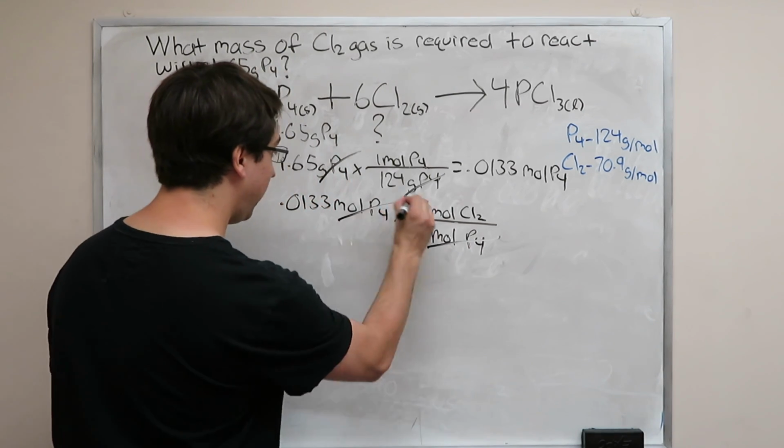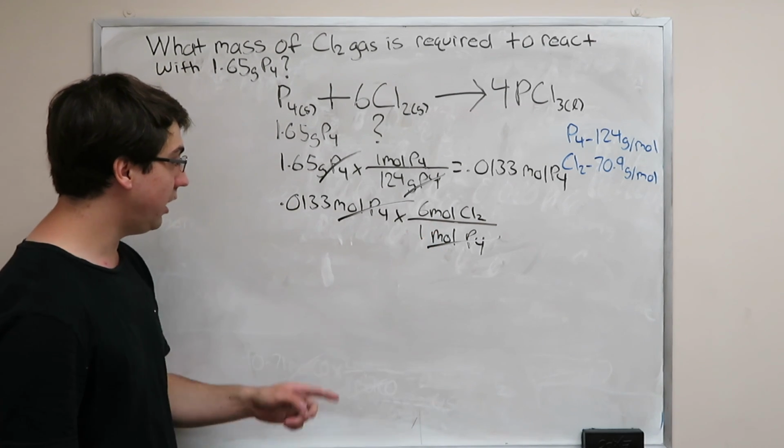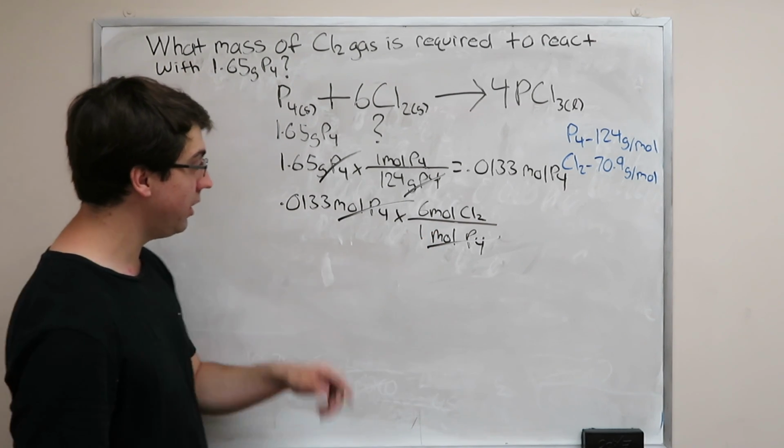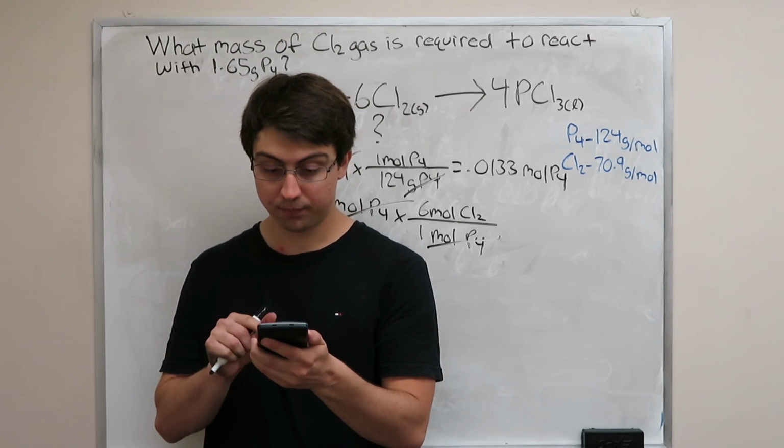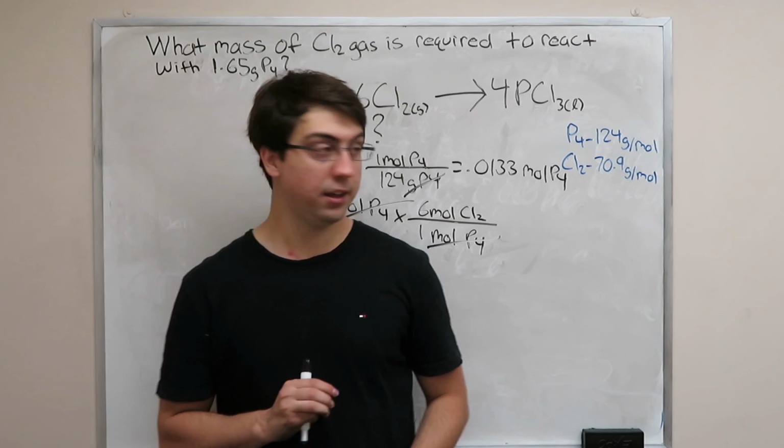It works just like converting between grams and moles. The moles of P4 will cancel out, leaving you with moles of chlorine, and you just need to take the 0.0133 and multiply it times 6. I got 0.0798.